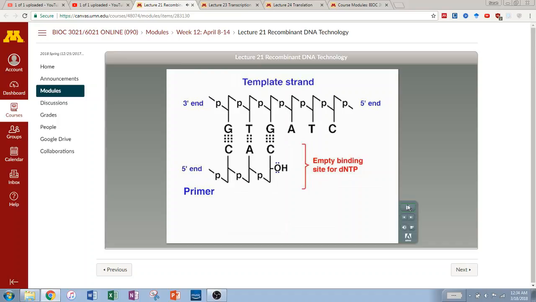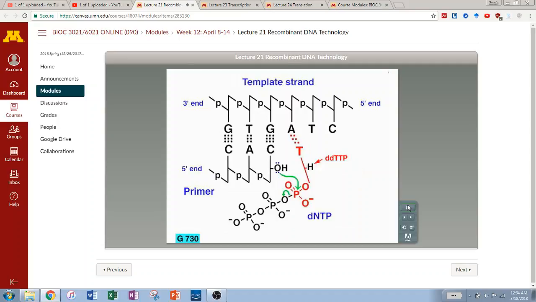Now we're ready to look at the chemistry of the dideoxy method. The first slide again shows a primer sequence, CAC, with a free 3' hydroxyl group. There's an empty binding site for dTTP across from an adenosine residue on the template. In this case, a dideoxy-TTP replaces the normal dTTP.